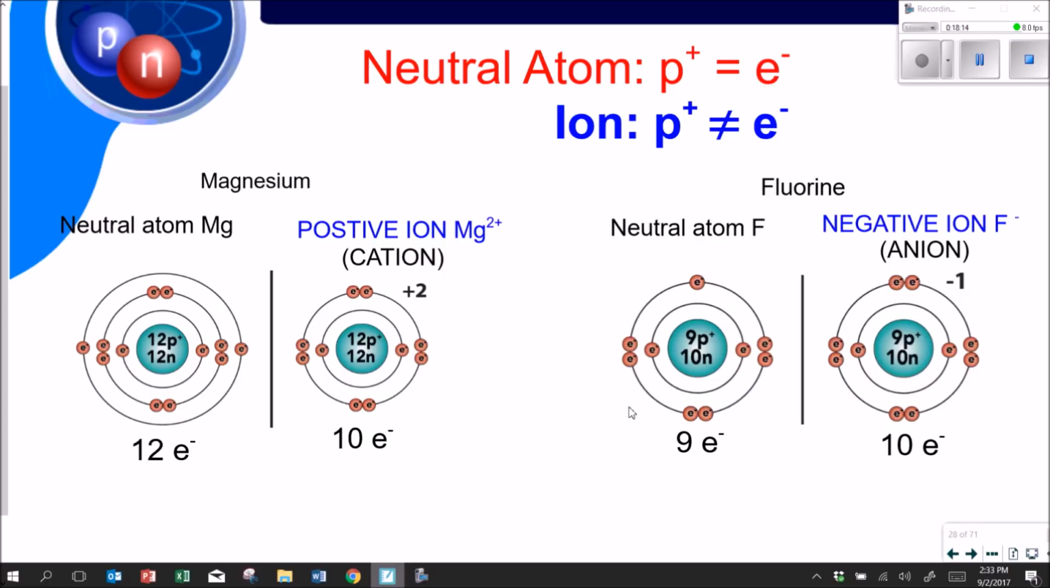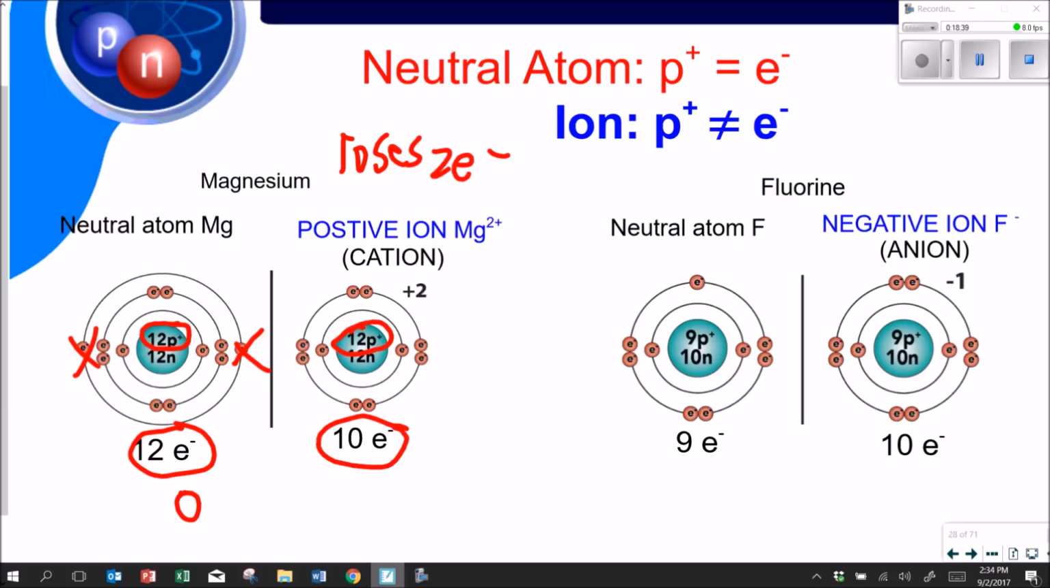So let's take a look at neutral magnesium over here. It has 12 protons and 12 electrons with an overall charge of 0. So we have our neutral atom. Magnesium forms a positive ion by losing 2 electrons. So it loses 2 electrons, and now we have still 12 protons, but 10 electrons only. So we have an overall positive charge of +2, and this is how we write the magnesium ion, Mg with a 2+.